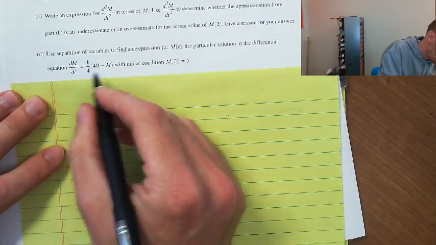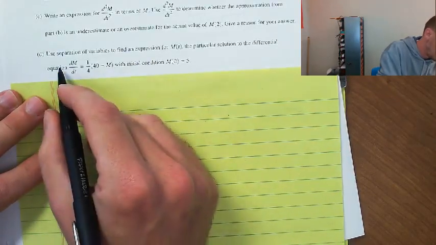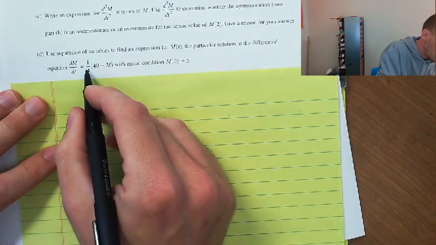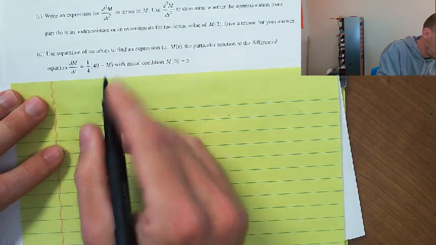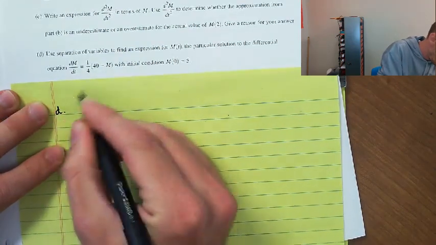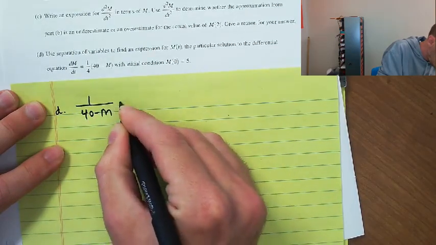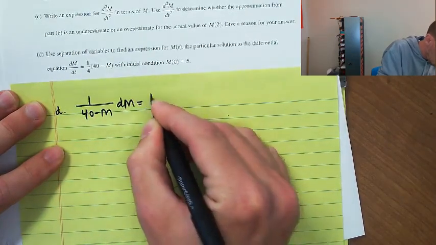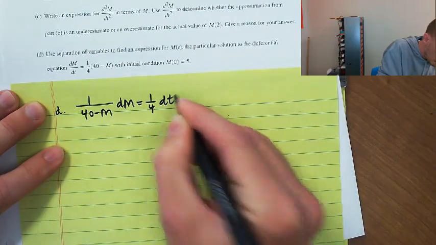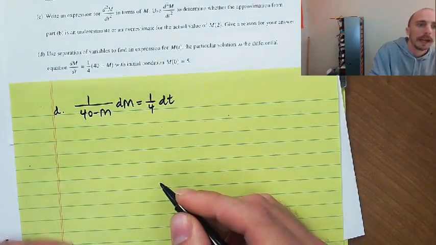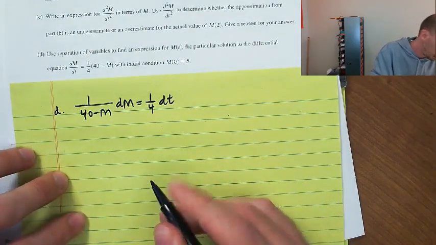So I'm going to use separation of variables. I'm going to get all the m's over here, leave the 1/4 there, and then move the dt over here. So for part D, I'm going to have 1 over 40 minus m dm equals 1/4 of dt. And then I'm going to anti-differentiate both sides.